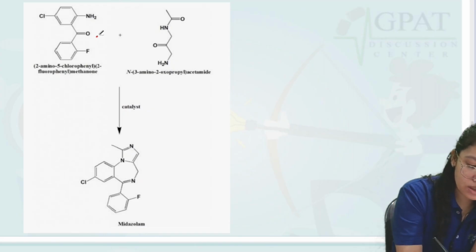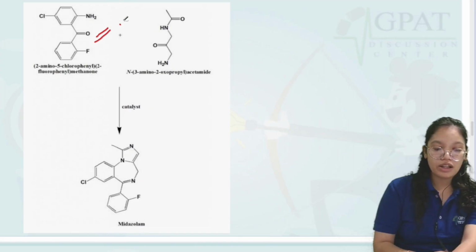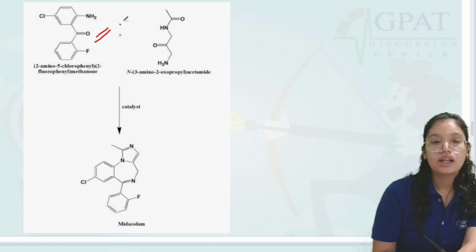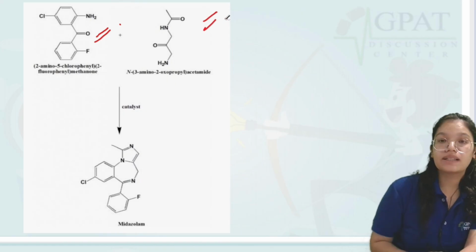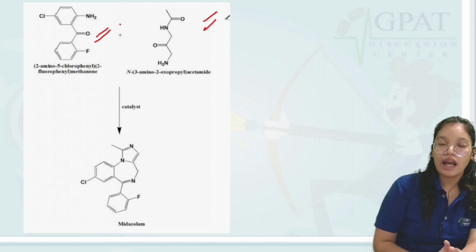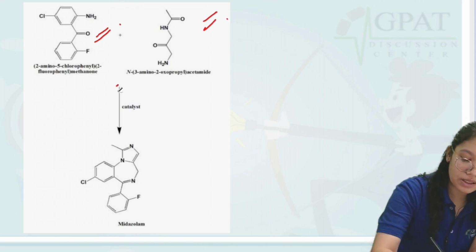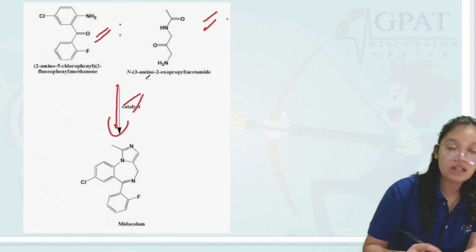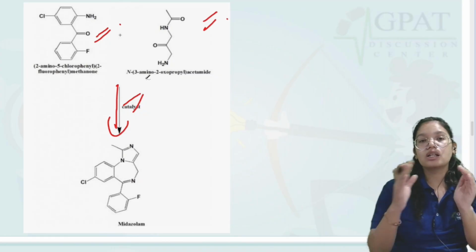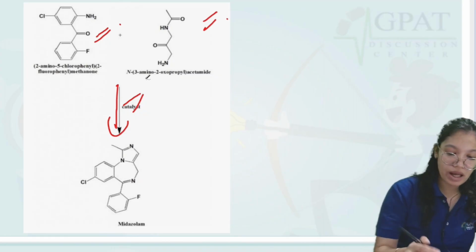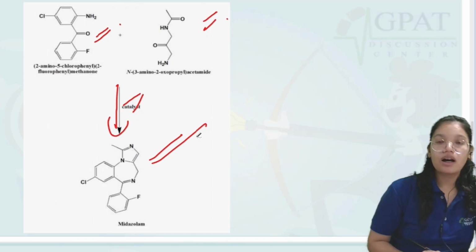So this is the 2-amino-5-chlorophenyl, 2-fluorophenyl methanol, and this is N3-amino-2-oxopropyl acetamide. On the reaction between these two in the presence of a catalyst, the ring is formed between these two and it forms midazolam.